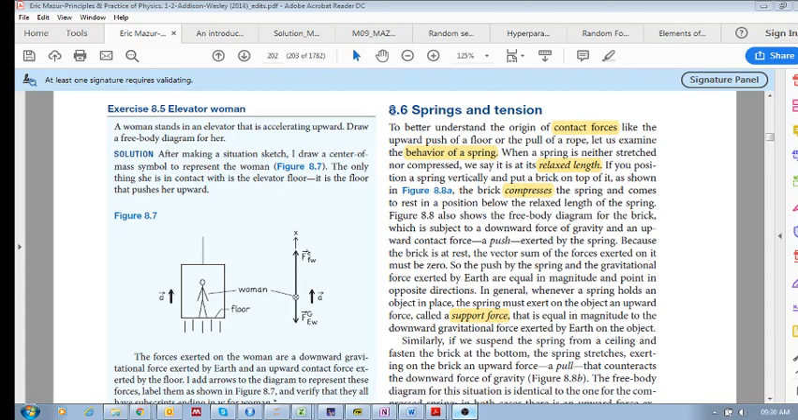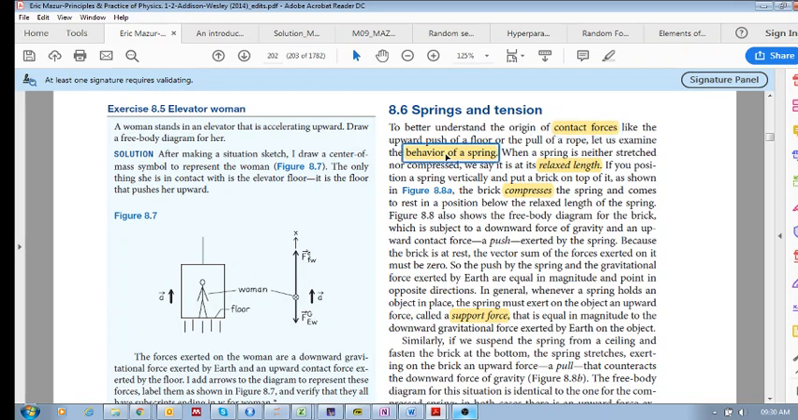Okay, so in 8.6 we're going to look at springs and tension. Now why do we want to look at this specifically? Well, we want to better understand contact forces. We have discussed contact forces: your foot on the ground, you sitting on the chair, pressing against the wall, your hand pressing against the wall, a tire on the road. These are contact forces.